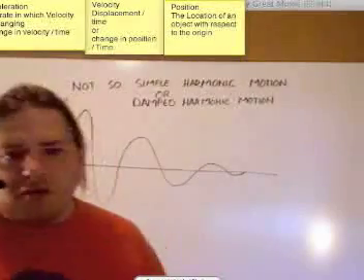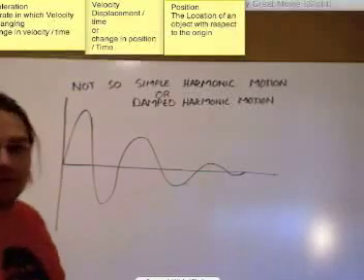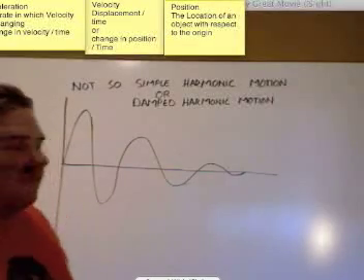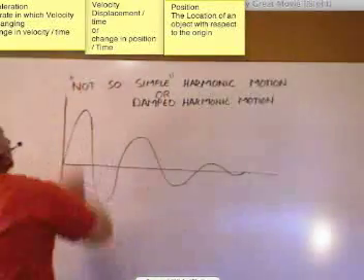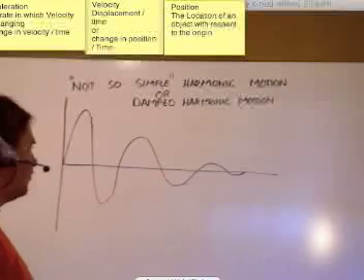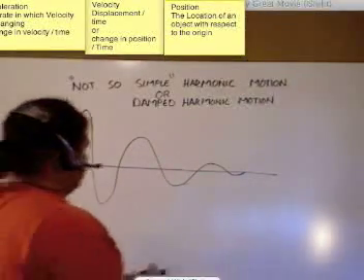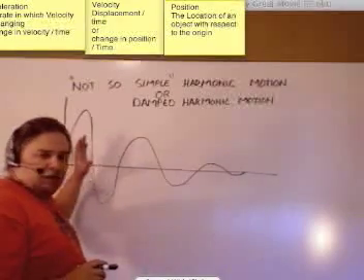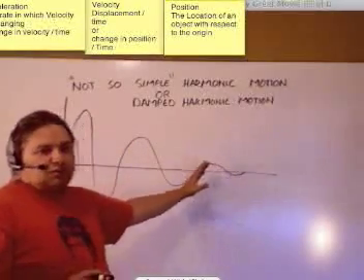Alright, so we've talked about simple harmonic motion. What we want to talk about today is not so simple harmonic motion. I guess it should be not so simple harmonic motion or damped harmonic motion. What I have up here is what's represented as an underdamped system, which means that there's a dampening on that system. It's bringing that object eventually to its equilibrium point.